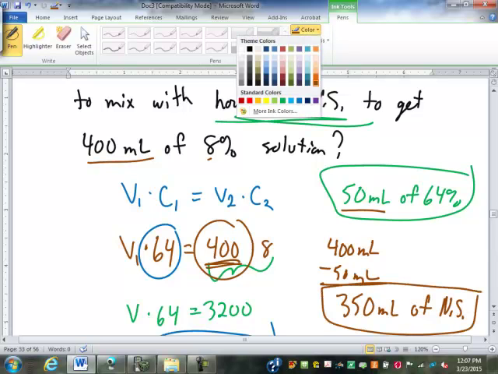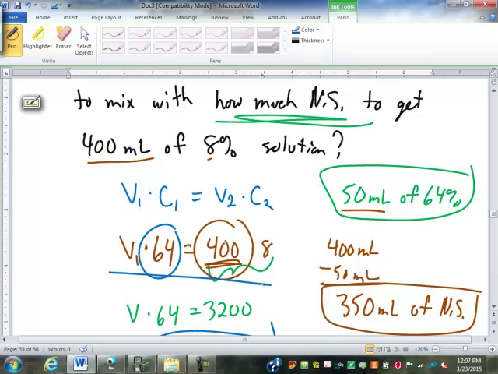Now that is one of the weaknesses of this formula. The V1C1 equals V2C2 formula only solves for the amount of the concentrate. It cannot solve for the amount of the sterile water. Like in the dilution, we could set up the different ratios based on that dilution ratio that gave us the amount of water directly. In this formula, we have to count on just subtracting volumes to get the amount of water or saline to be added.